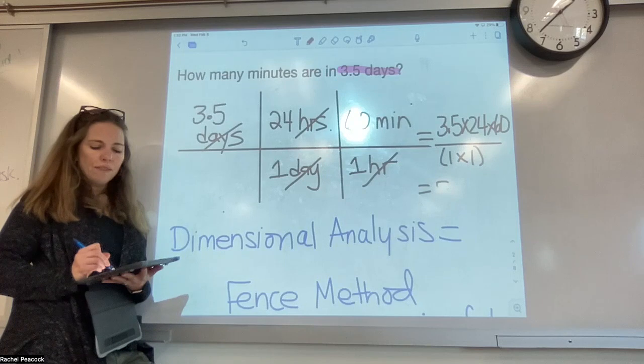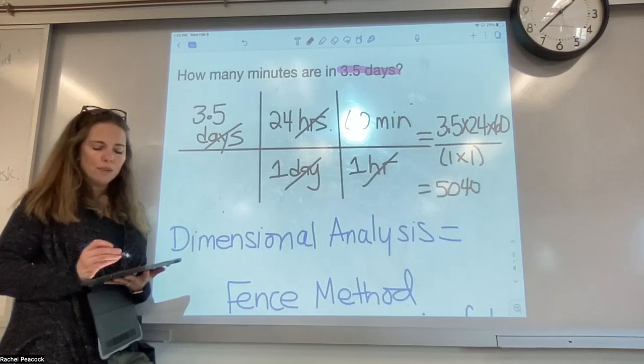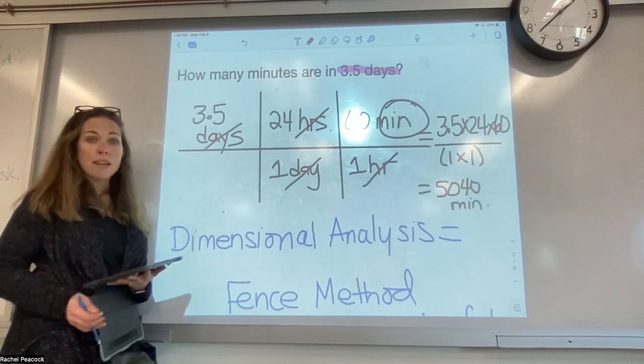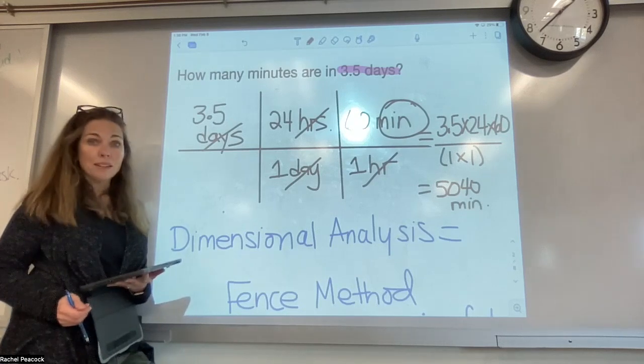And you would get 5,040, which most of you got. And the unit that you have not canceled out is your remaining unit. So in this case, it's minutes, okay?